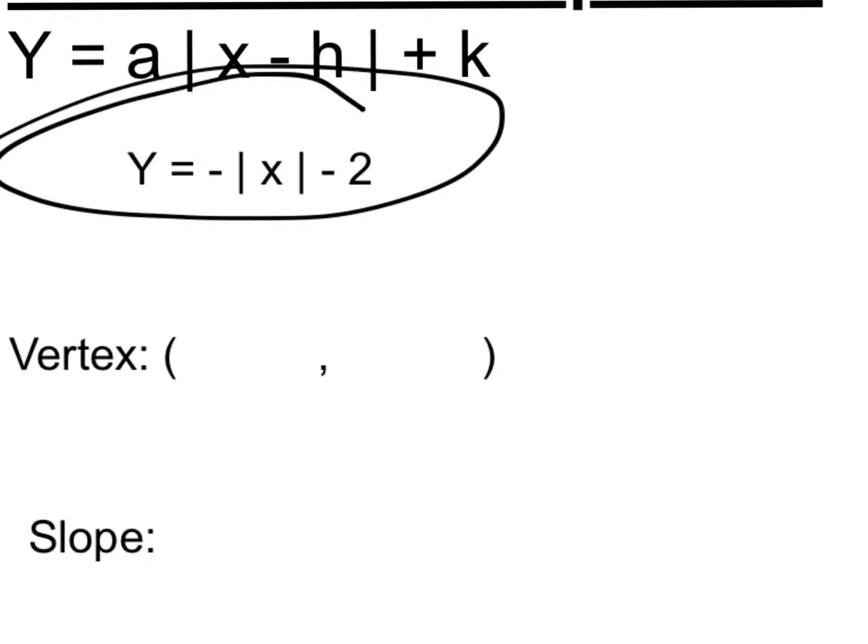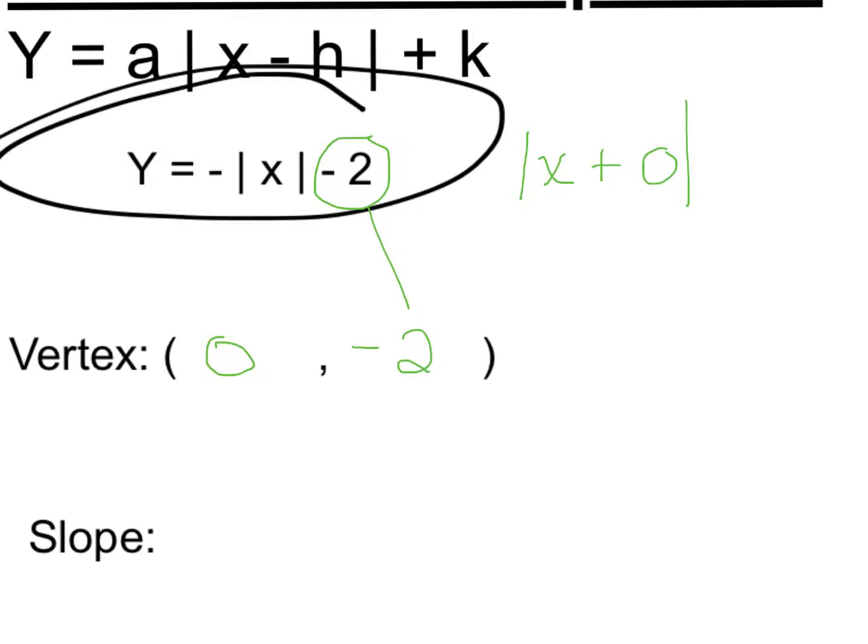Now notice there's nothing in with the x. So you could say that this is x plus 0, or technically you could also say it's x minus 0. So the x-coordinate of the vertex is obviously 0, because there's nothing there. My y-coordinate is going to be negative 2 still, that's showing, so that one's okay. So my vertex is 0, negative 2.